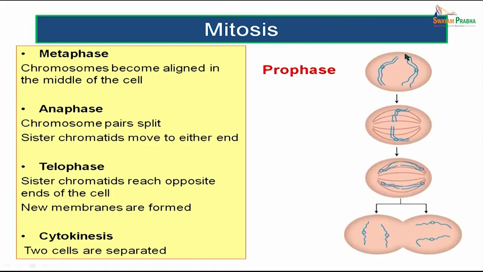This is the prophase. We can see the chromosomes arranged very clearly. Then in metaphase, they are aligned in the middle. We can see the formation of mitotic spindles. And in anaphase, we can see that the mitotic spindles have started pulling the chromosomes apart so that one will go to either end of the cell. And in anaphase, we can see the sister chromatids at both poles.